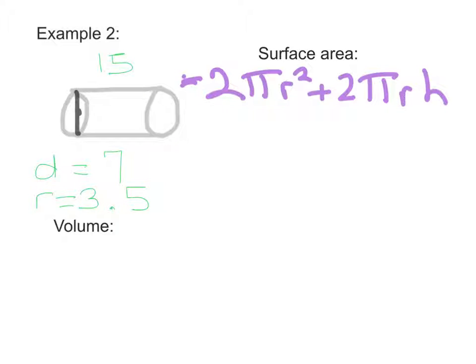So at this point, we can go ahead and substitute in our values of radius and height into the surface area formula. Let's see what that's going to look like. So we're going to start off with 2 times 3.14 times the radius squared.